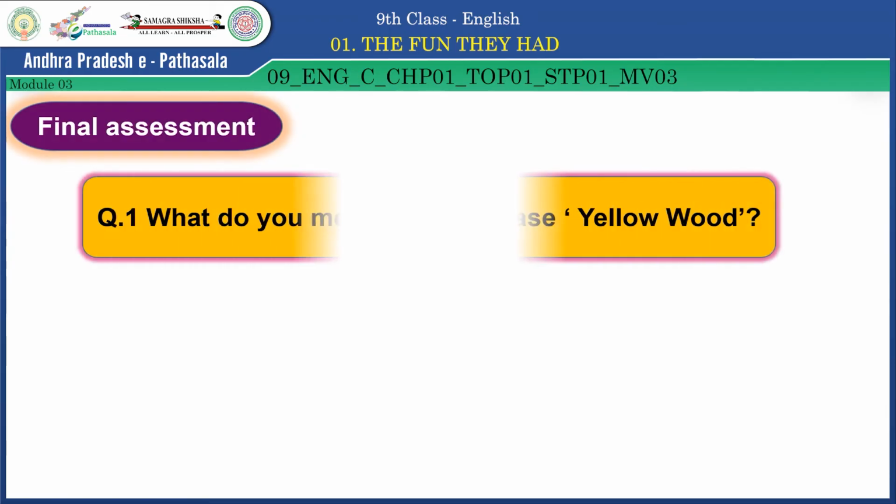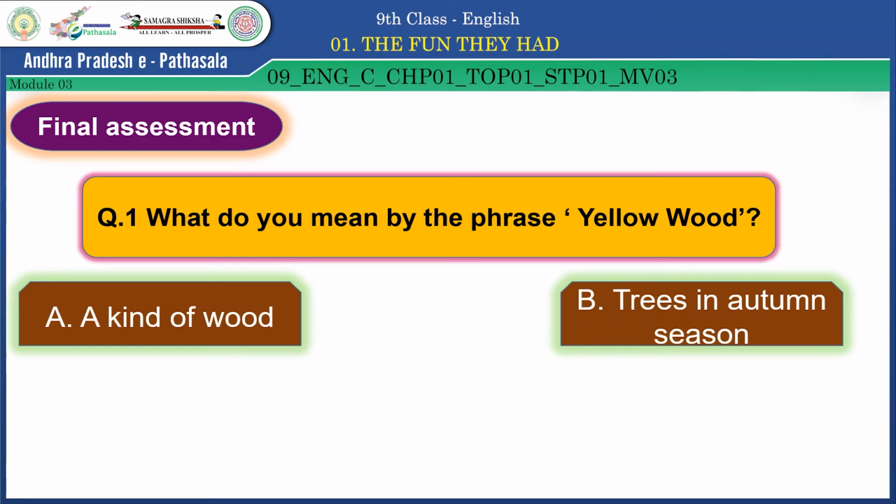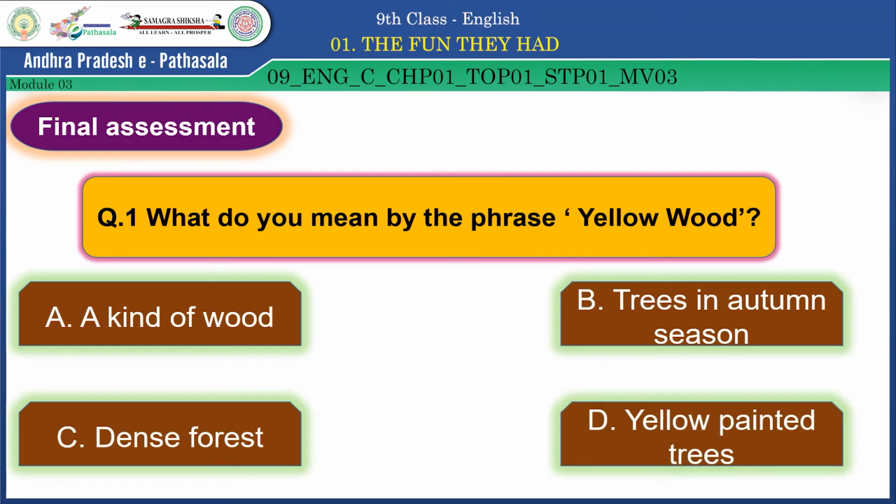What do you mean by the phrase yellow wood? A kind of wood, trees in autumn season, a dense forest, or yellow painted trees? Yes, the answer is B. The trees in autumn season. Hooray!